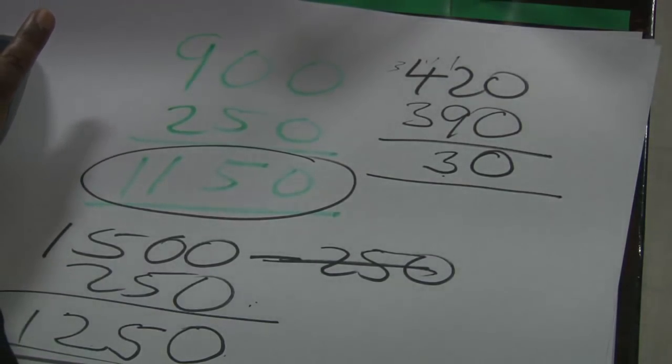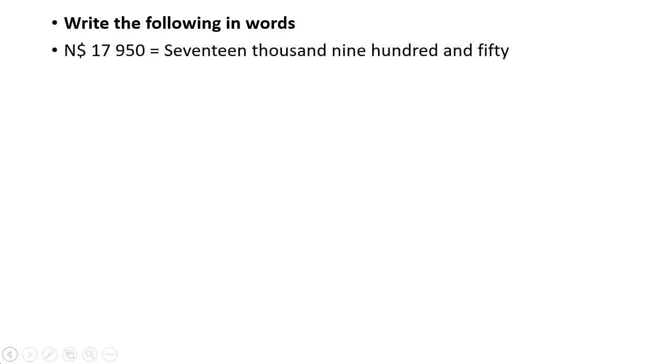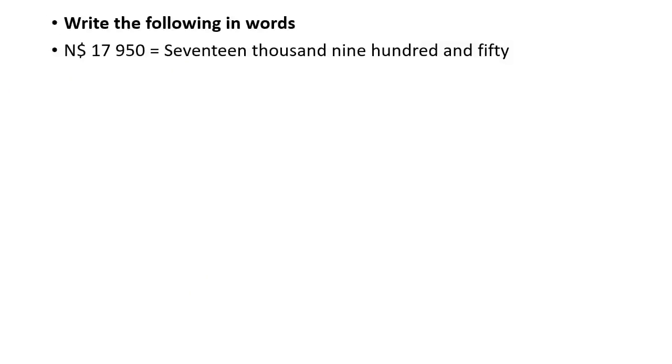Now let's look at the following words. Now they say write the following in words. They have 17,950. Please, when you are writing this words equation, please try to write the whole sentence out. Sometimes these numbers become complicated, especially when there are zeros in between and so on. But it's very important that you write the whole words out.